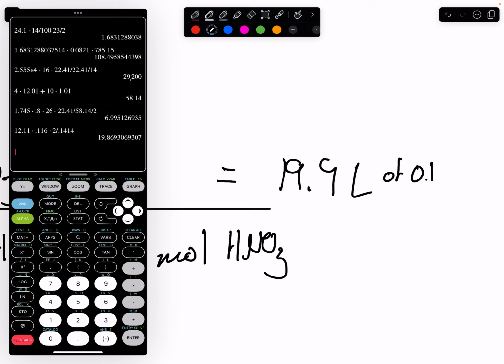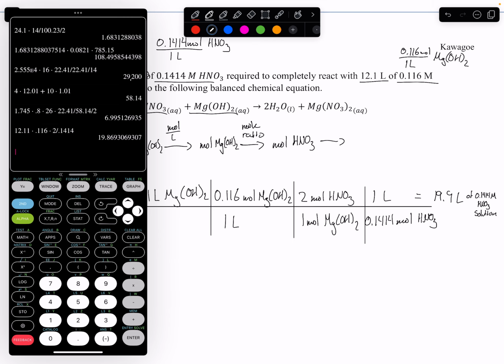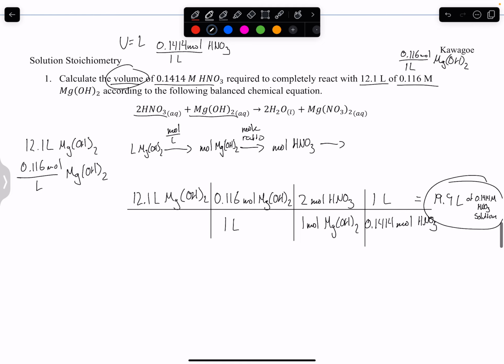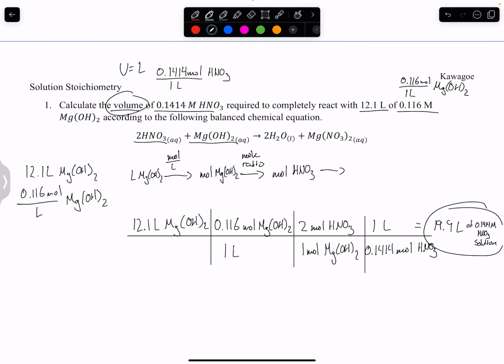And really, it's 19.9 liters of the 0.1414 molar HNO3 solution. So it's not just of the nitric acid, it's of that whole mix of solution at that concentration. So there's a last overview, and we'll move on to the next.